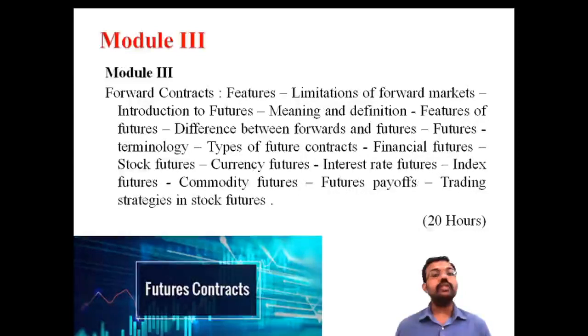That means the third module is related to the future contract and the forward contract. The forward, future, option, swap, these are the different categories of derivatives. In the third module, we will discuss the forward contract and the future contract, and the different categories of future contracts like currency, stock index, interest rate, commodity future, and the future payoff. These are the basic contents regarding the third module, and 20 hours are allotted for the third module.